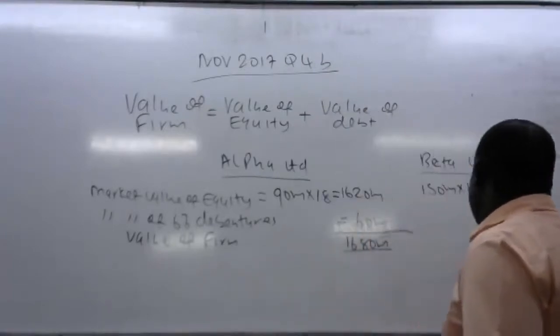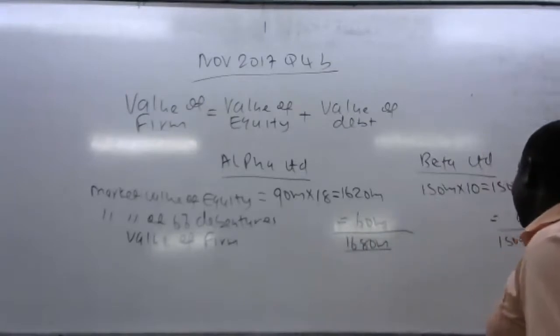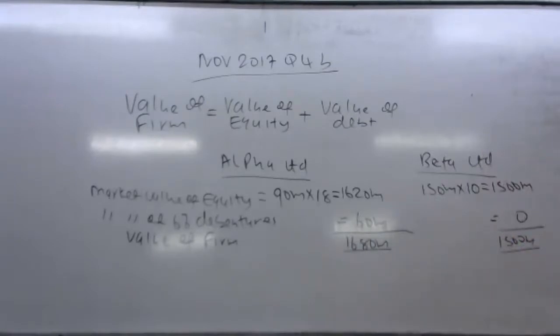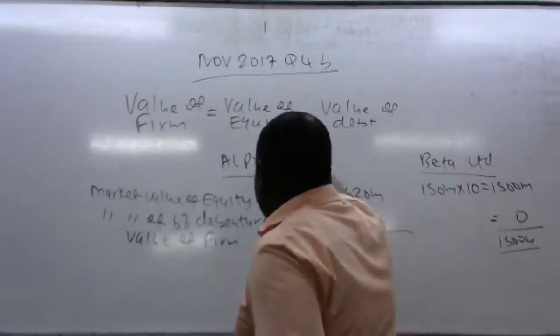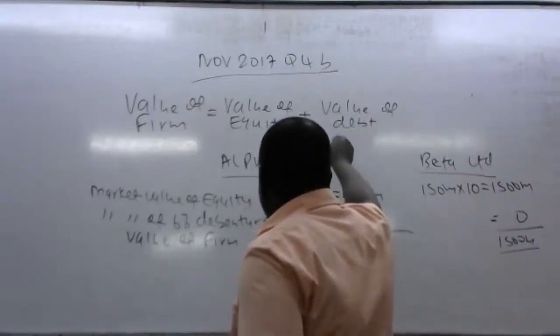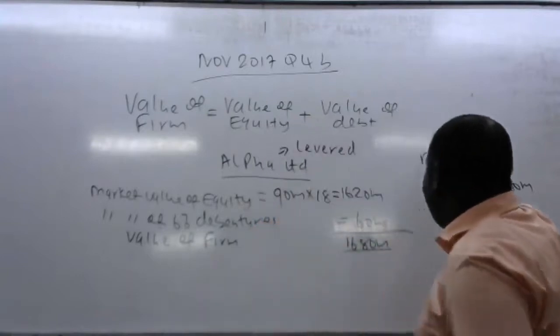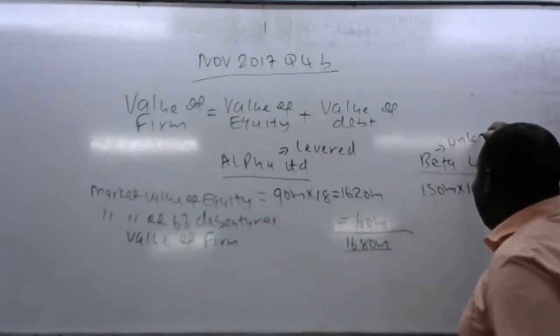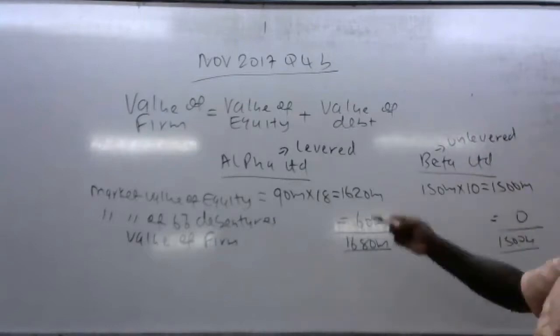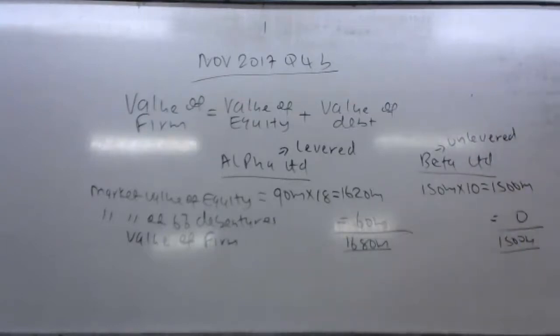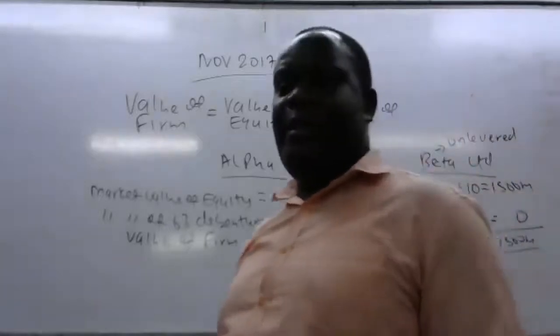So from that point, Alpha is overvalued. It has a higher value than Beta. Also, Alpha is levered, it has both equity and debt. Then Beta is unlevered because it has only equity.